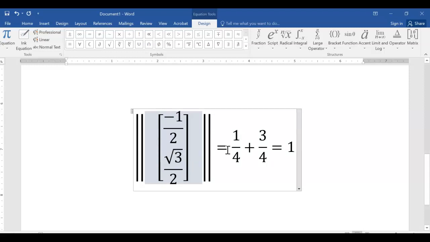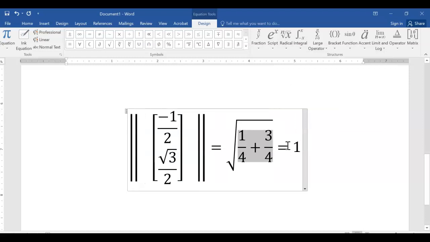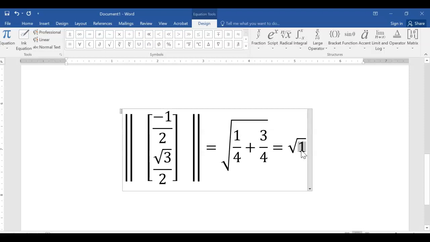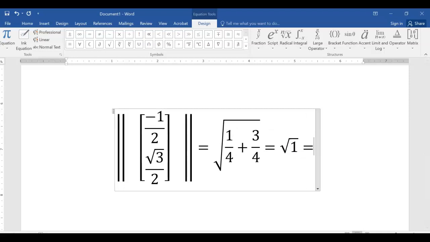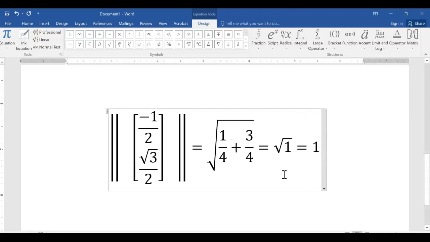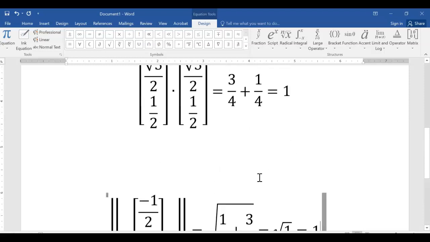The length of that vector would be equal to the square root of all that jazz, which is equal to the square root of 1, which is equal to 1. Again, I just took the inner product. If the inner product is 1, then obviously the square root of that will also be 1. So there we are.